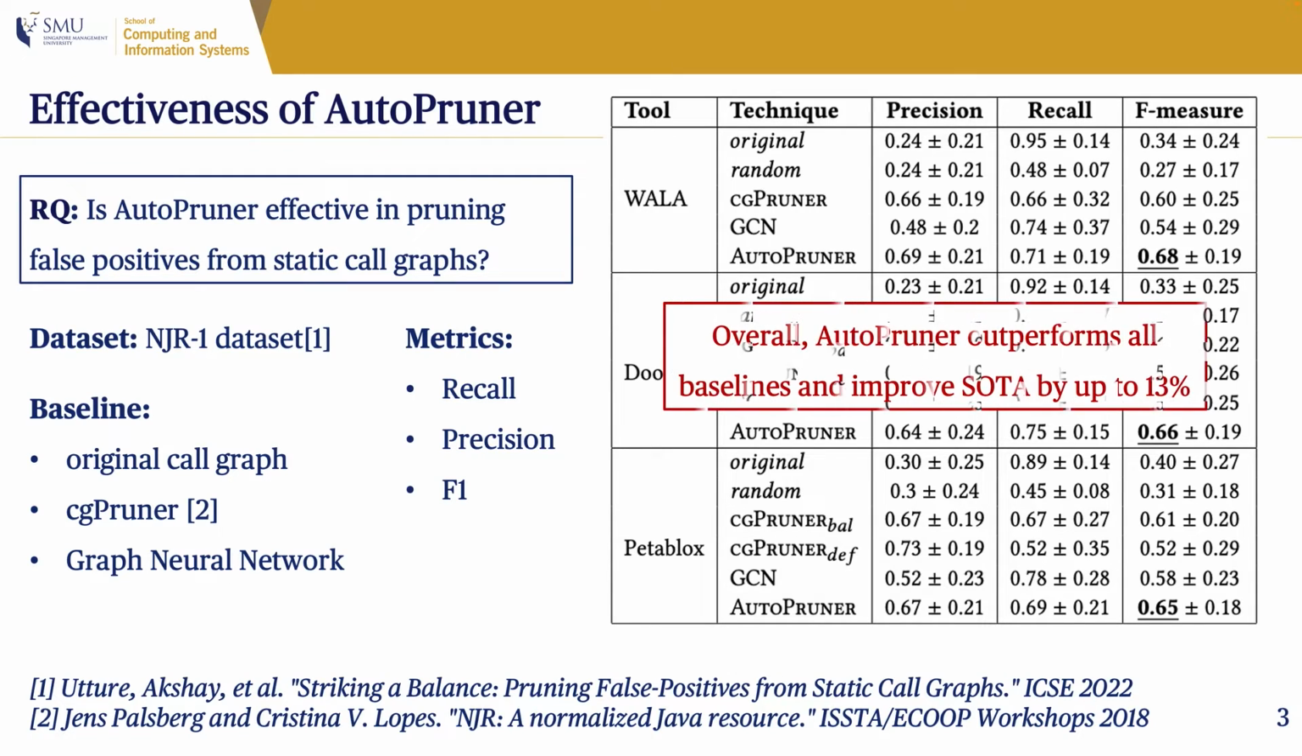And we can see that overall, AutoPruner outperforms all baselines and improves the state-of-the-art by up to 13%. The improvement confirms our assumption that the semantic features extracted from transformer-based models of code can further improve the code graph pruner.